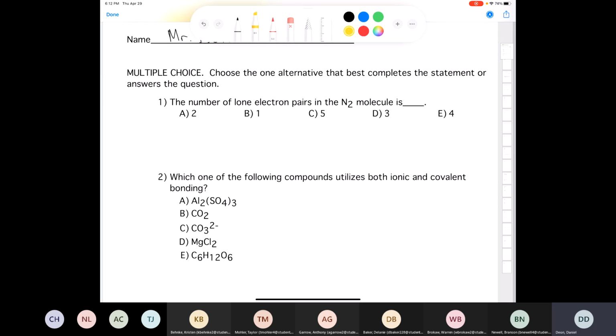The number of lone electron pairs in the N2 molecule, so that's the dinitrogen molecule, and you should be able to draw the Lewis structure of N2. So if we have two nitrogens, nitrogen has 5 valence electrons. It's in group 5A times 2 of those. That means we have a total of 10 valence electrons. And when we connect those together, we end up with a triple bond between the two nitrogens and a lone pair on each of the nitrogens. So that means we have a total of 2 lone pairs.